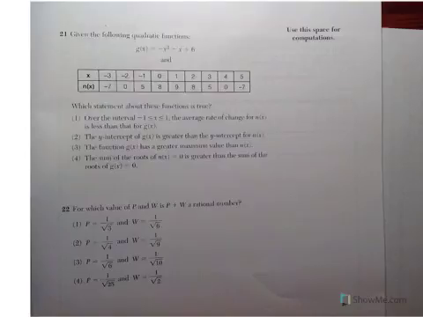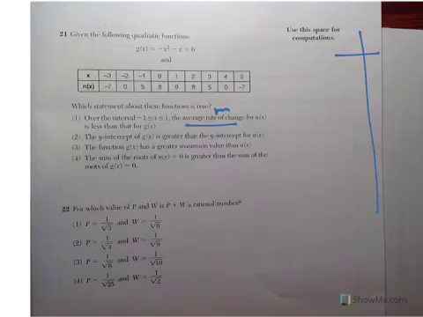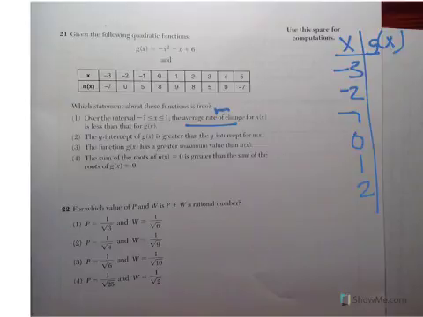Choice 1 says over the interval negative 1 to 1, the average rate of change for n of x is less than that for g of x. Average rate of change is your slope. So let's first draw the g of x table. We have x and g of x, which is our y column. I have x from negative 3, negative 2, negative 1, 0, 1, 2. My y values are 0, 4, 6, 6, 4, 0.